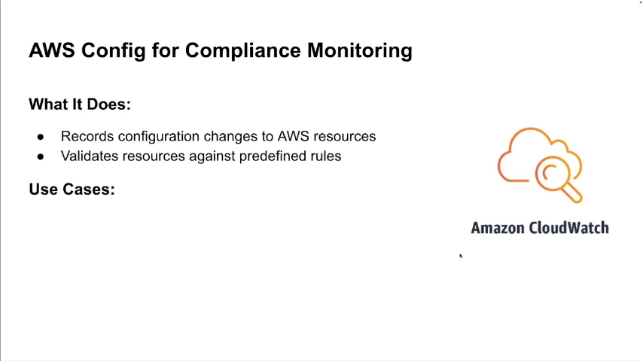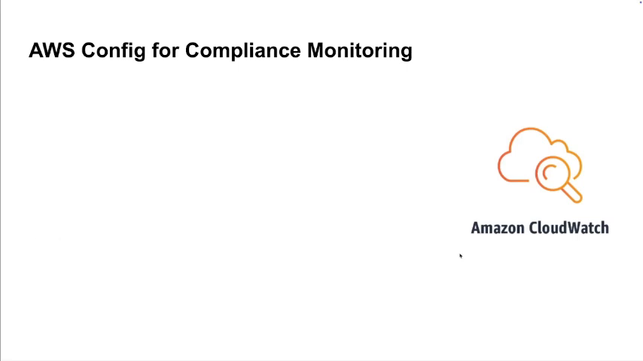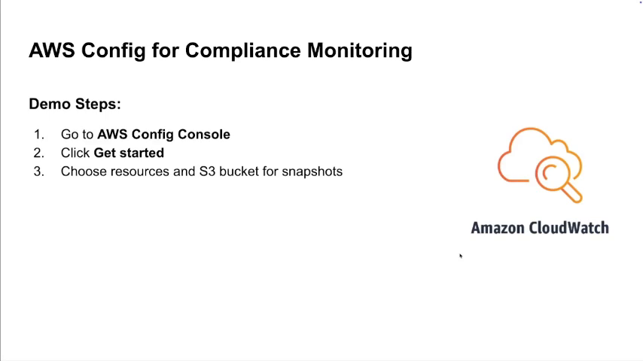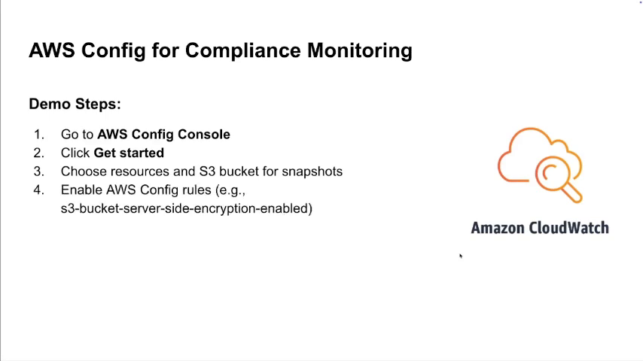So we have what we call AWS Config. This is for monitoring compliance. It records configuration changes to your AWS resources, it validates resources against predefined rules, and this helps you detect unencrypted S3 buckets and enforce tagging compliance. So pretty much how you use your AWS resources, you can also use this service to configure how you want it to work. So you go to the AWS Config console, get started, choose your resource, and enable AWS Config rules. So you can set the rules for an S3 bucket at this point.